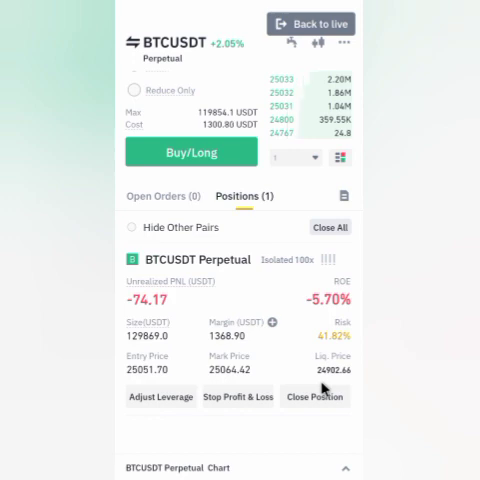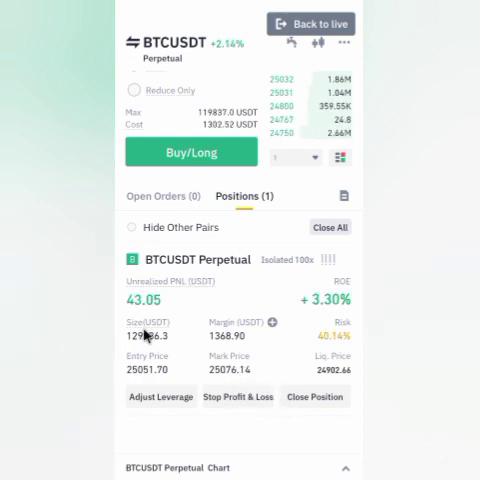Liquidation price is the price at which you are going to be liquidated. That is the price at which, when the market hits it, all your money is going to go. You are going to lose all your money. That is why it is always advisable to take profit and also stop loss.